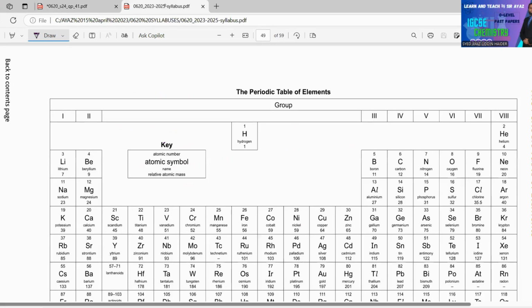If you look at the position of copper, copper is among transition metals. Here we have copper.